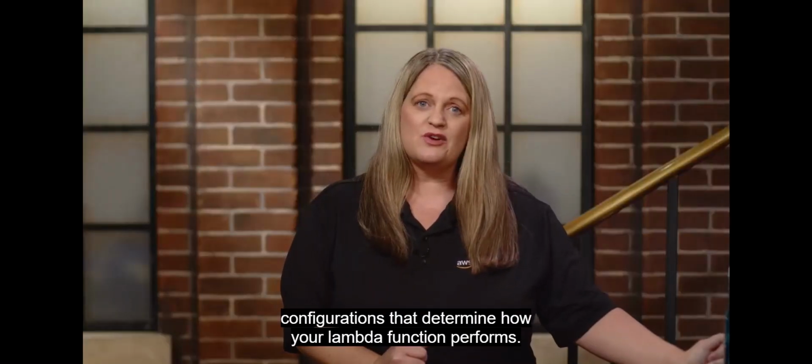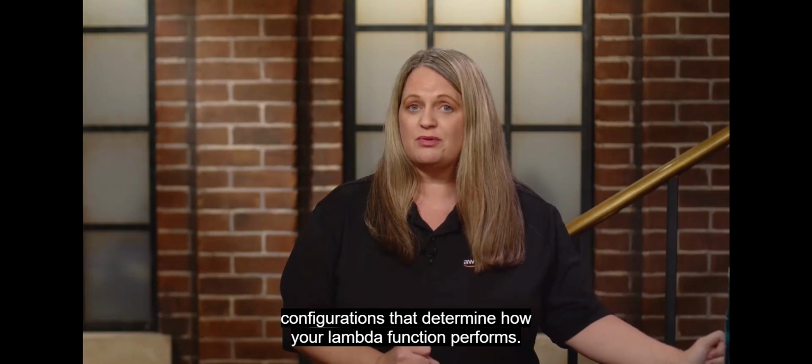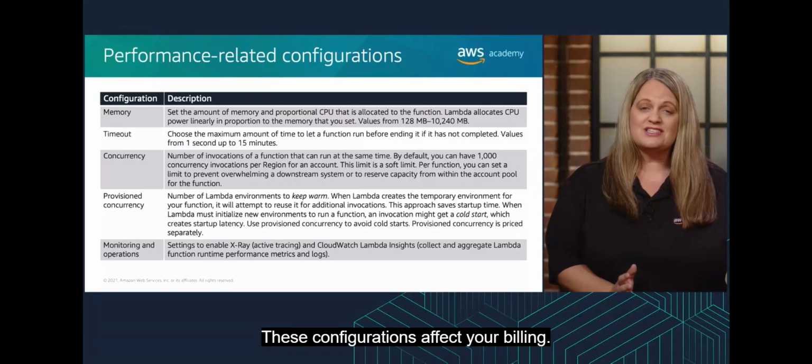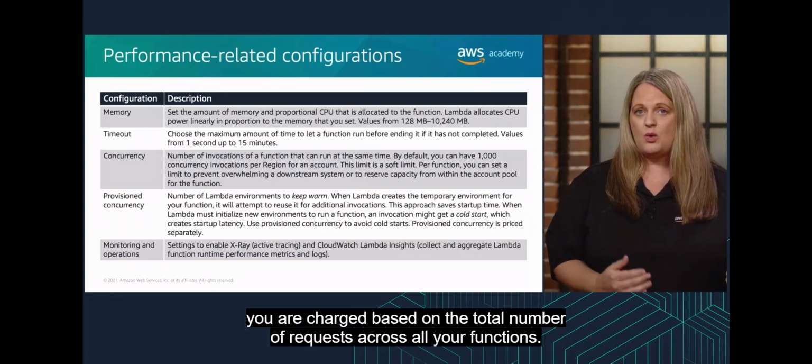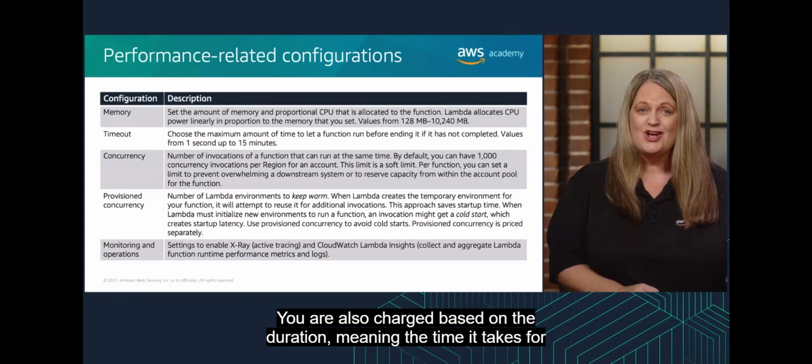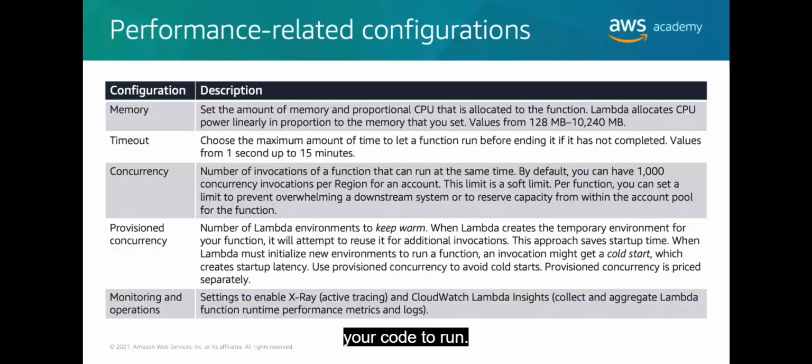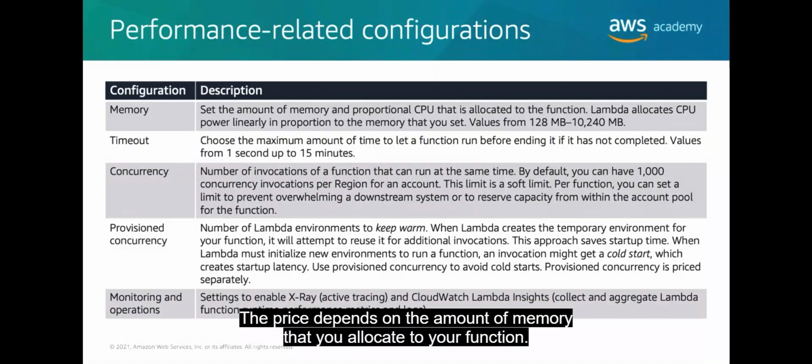Memory and timeout are configurations that determine how your Lambda function performs. These configurations affect your billing. With Lambda, you are charged based on the total number of requests across all your functions. You are also charged based on the duration, meaning the time it takes for your code to run. The price depends on the amount of memory that you allocate to your function.